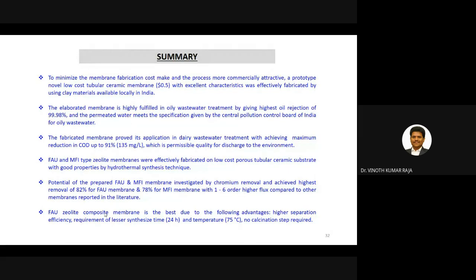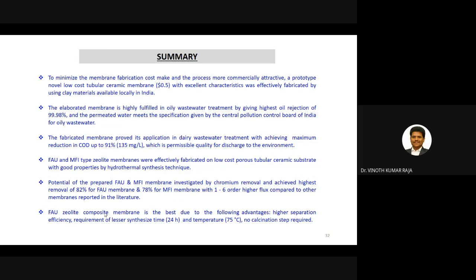And FAU and MFI type zeolite membranes were effectively fabricated on a low-cost porous tubular ceramic substrate with good properties by the hydrothermal synthesis technique. Further, we evaluated the potential of the prepared zeolite membranes, the FAU zeolite membrane and the MFI zeolite membrane, for chromium removal and achieved the highest removal of 82% for the FAU membrane and 78% for the MFI membrane, with 1 to 6 orders higher flux compared to the other membranes reported in the literature.